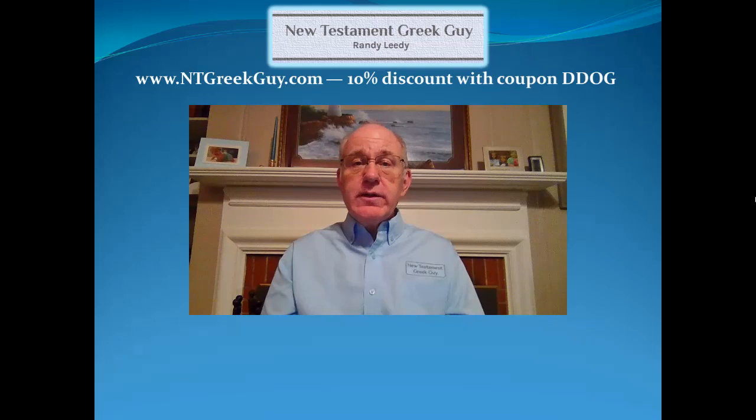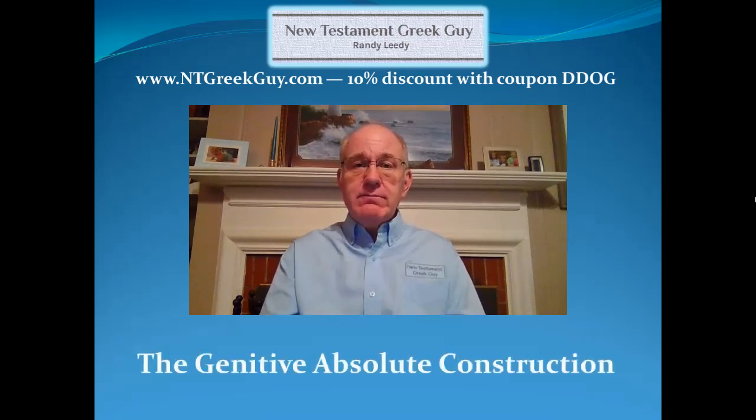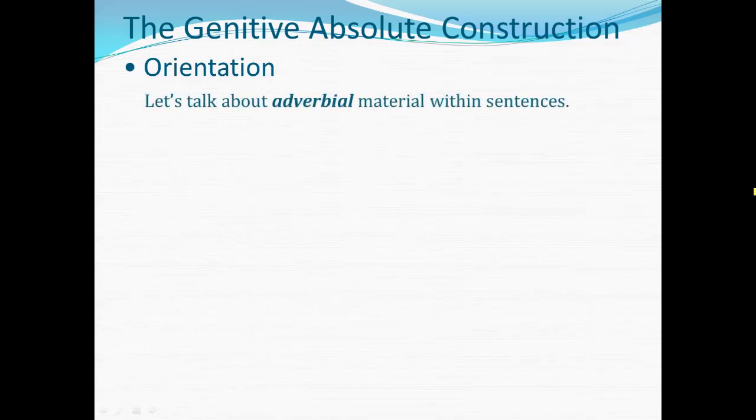Our topic today is one that gives a lot of Greek students a lot of grief: the genitive absolute construction. Let's start with some orientation. What we're going to do here is kind of zoom way out and talk about some basic grammatical constructions, and then step by step we'll zoom in on the genitive absolute. Let's talk about adverbial material within sentences, since the genitive absolute is an adverbial construction.